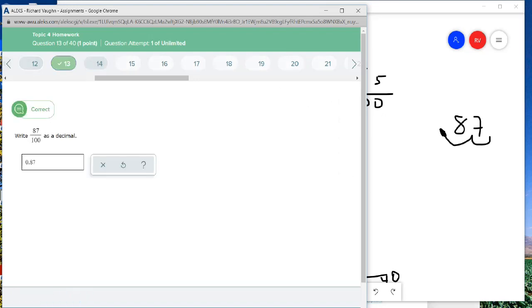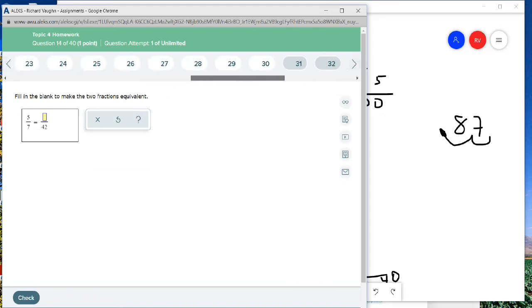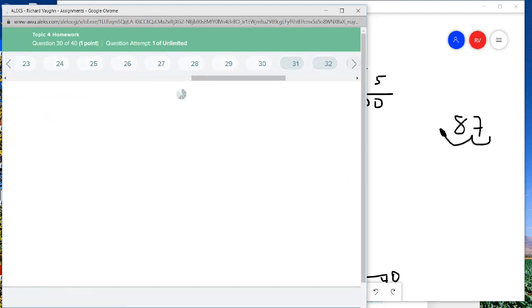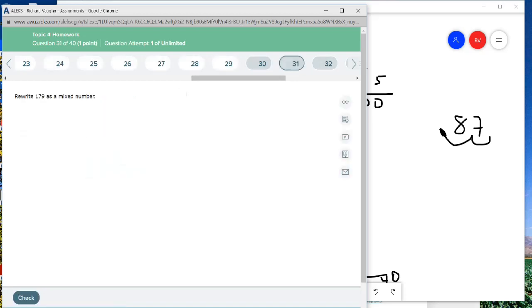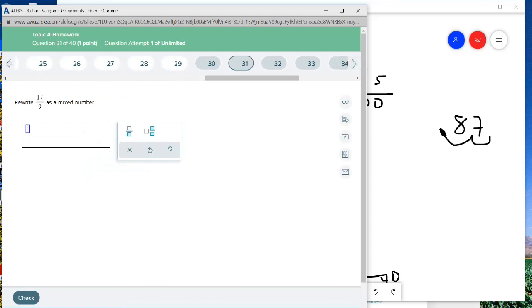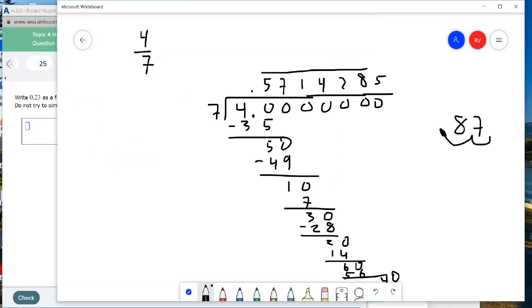All right, then we got into all of these equivalent fractions that we talked about earlier this week, all the way until we get up to about question 30, which had to do with just powers of fractions. And then 31, where we start writing it as a mixed number. And 33 is now converting a decimal into a fraction. What we've been doing so far is turning a fraction into a decimal. So let's tackle this next topic, a decimal into a fraction, as we're finished with fractions going into decimals.